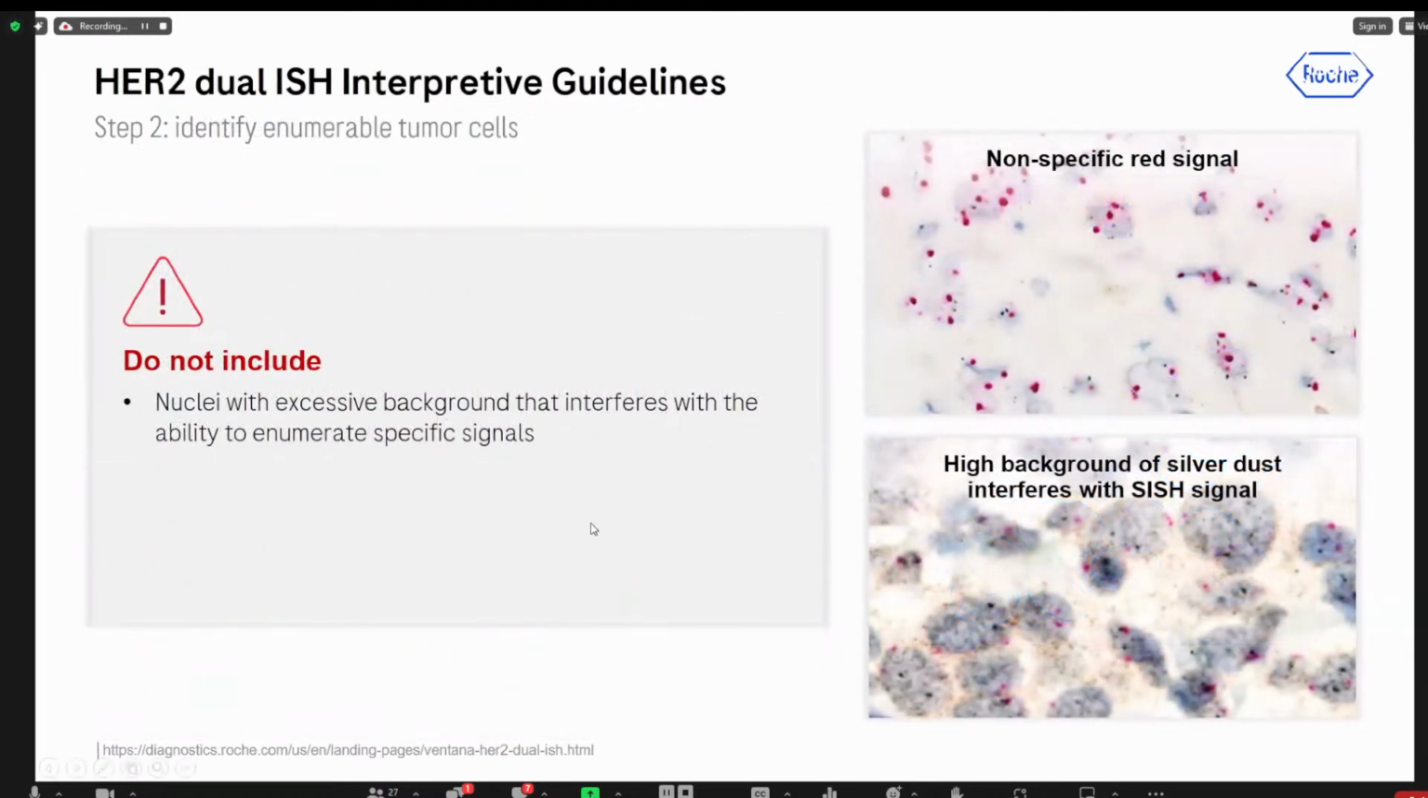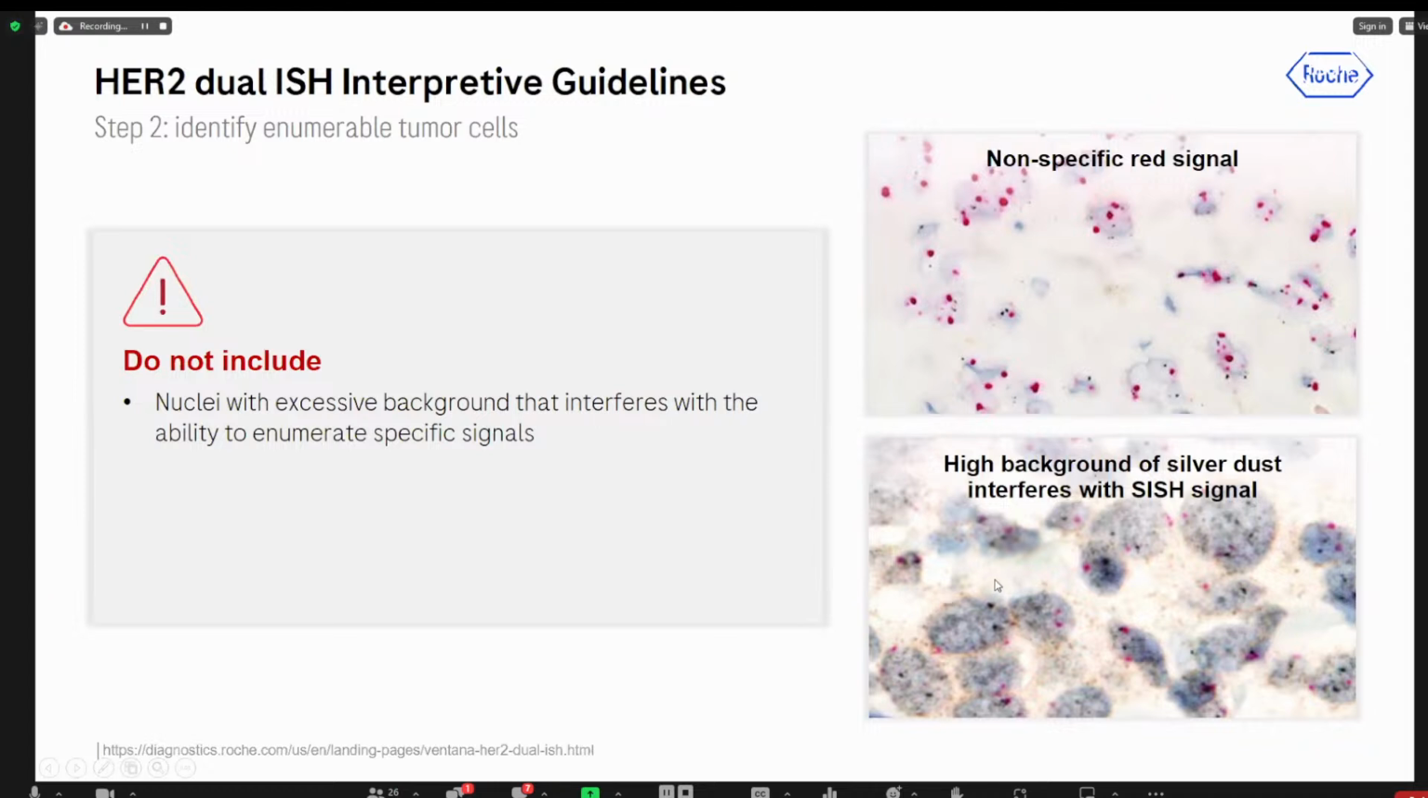Sometimes we can also have excessive background that interferes with your ability to count the cells. The most typical example would be a non-specific red signal. Here you can see red signals that are sometimes even outside of the tumor cells, and it just makes it hard to see what is a true red signal versus what is just a non-specific red signal. Sometimes we also have a high background of silver dust, and that can obscure signals. Maybe here we can't see that these two are true HER2 signals, but this does make it really difficult. Maybe in this cell, is this a signal or just dust? So keep out of those areas.